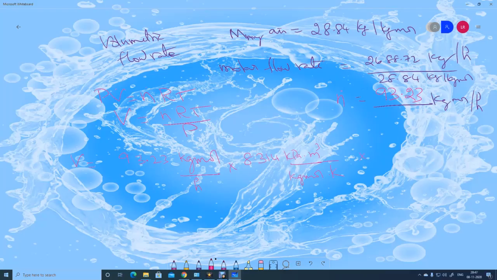What is the temperature in this given problem? It is 301 Kelvin, divided by pressure. Atmospheric pressure is given as 101.325 kilopascal. So show the units tally. We get kg mole cancelled, kilopascal cancelled, Kelvin cancelled. So what is left out here? Meter cube per hour is left out. So we get the volumetric flow rate in meter cube per hour.